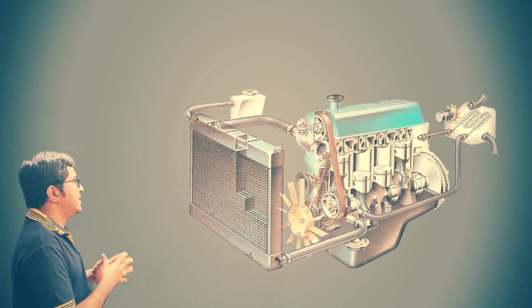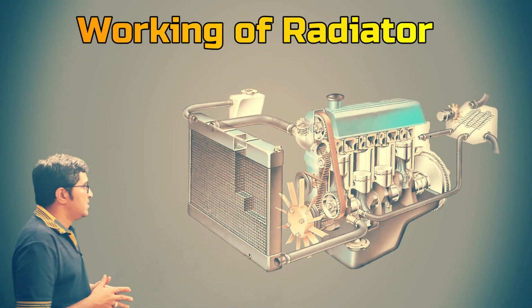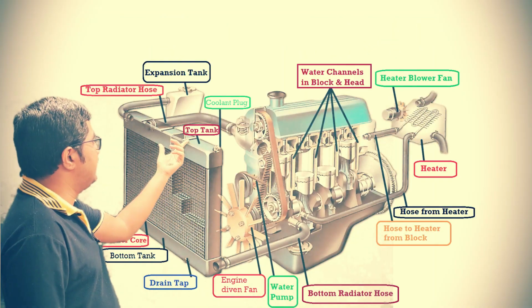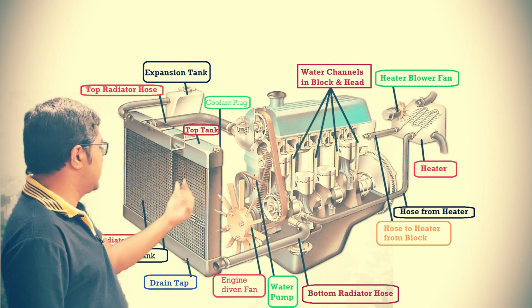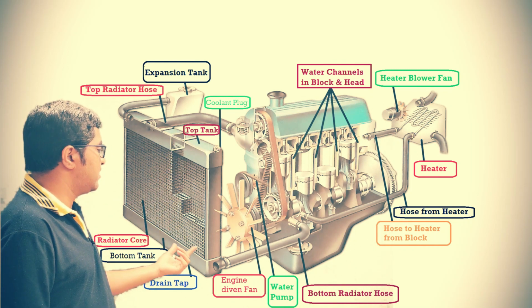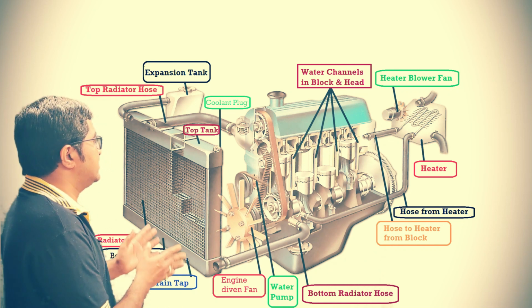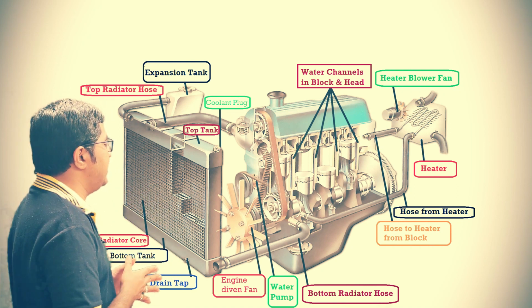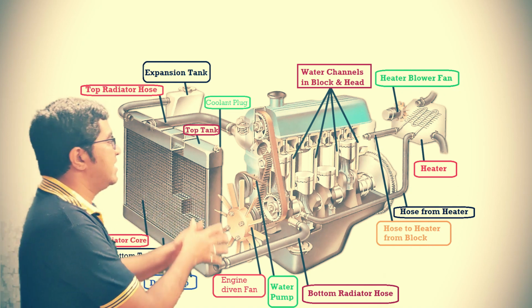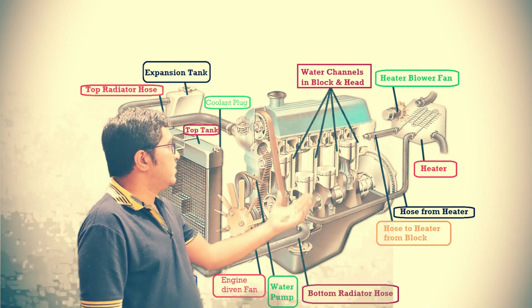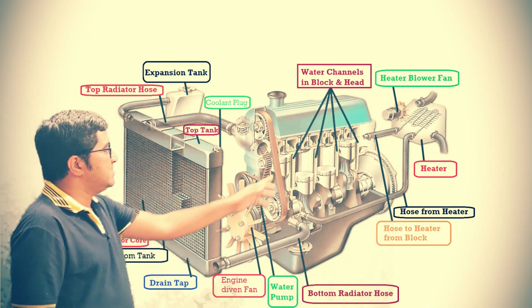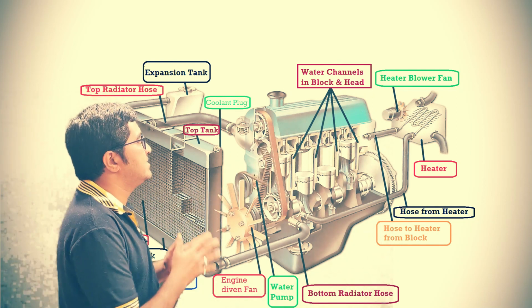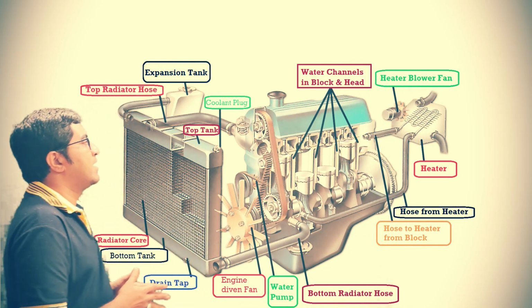Now we will discuss the working of the radiator, how it works. Here you can see that the upper tank is connected with the top radiator hose, and the lower tank is connected with the bottom radiator hose. The top radiator hose and bottom radiator hose, meaning the top radiator piping and bottom radiator piping, are connected with the engine. Here you can see the bypass connection with the heater core, and this heater is mounted inside the cabin of the car.